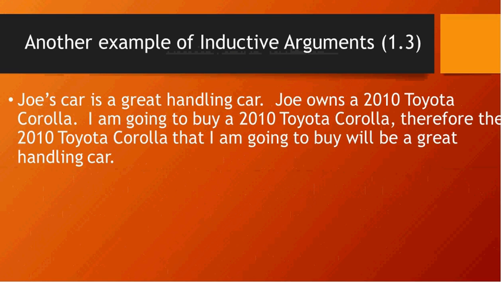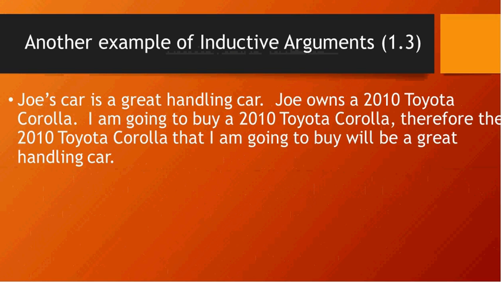Okay, let's get the conclusion out of the way. The conclusion here is that the 2010 Toyota Corolla that I'm going to buy will be a great handling car, right? Why is this conclusion a matter of chance or contingency? Well, again, it all depends on chance, in the sense that the car that I'm about to buy could have been in an accident, right?